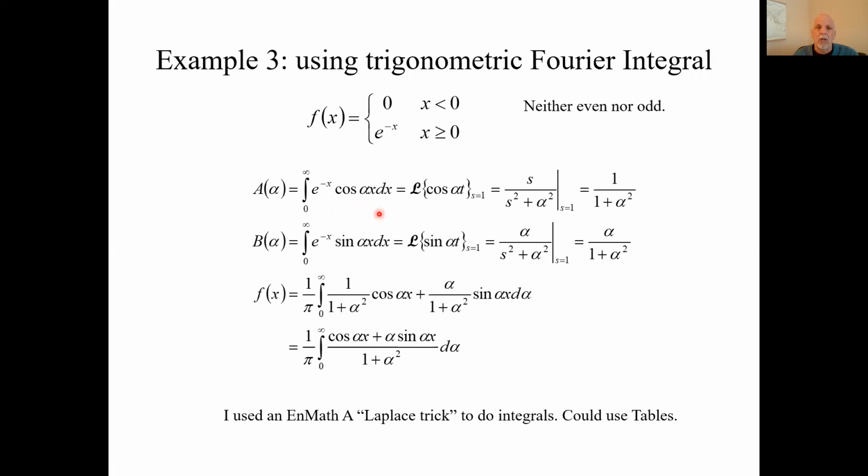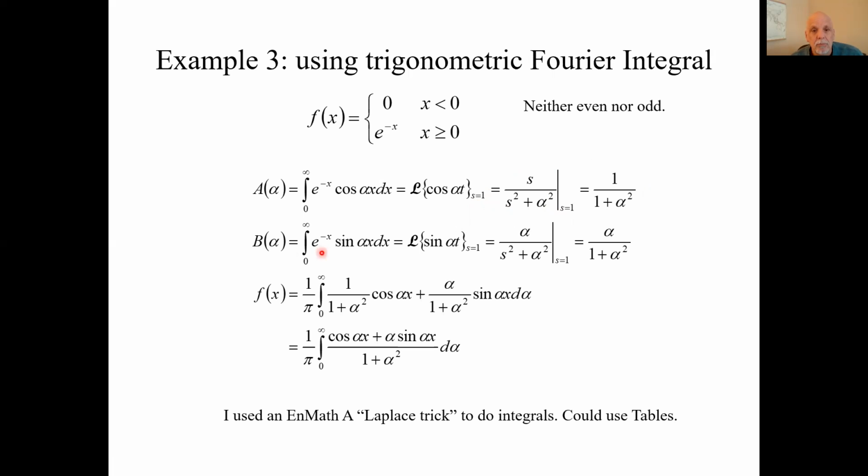There's different ways to evaluate that integral. I use what I call the Laplace trick, because this looks just like the Laplace transform. I change the x to t, make s equal to 1 in the Laplace transform. This is the Laplace transform I'm evaluating: cosine of alpha t, evaluating at s equals 1. Look that up in the table. There's the Laplace transform. Evaluate at s equals 1. You get this. There's other ways to do that.